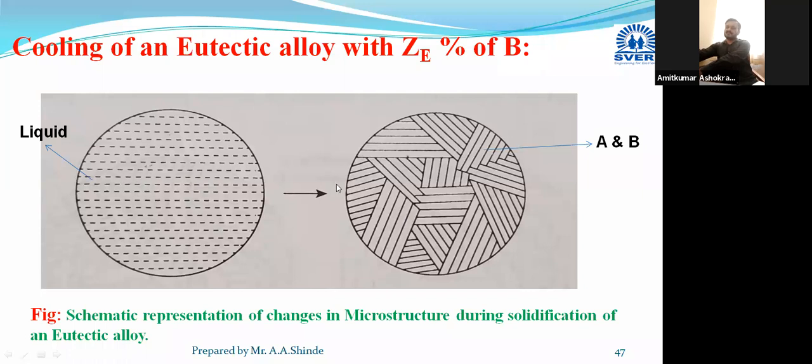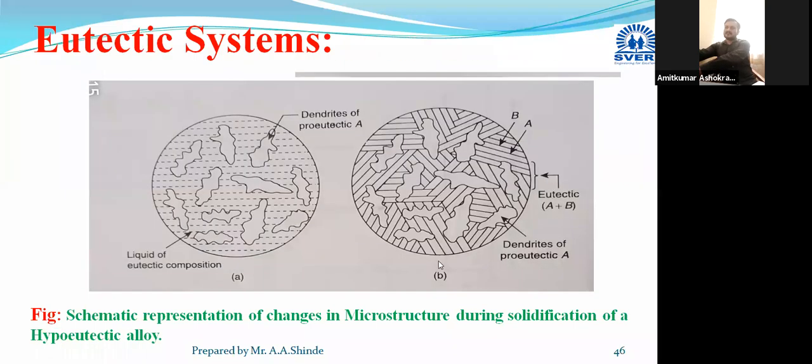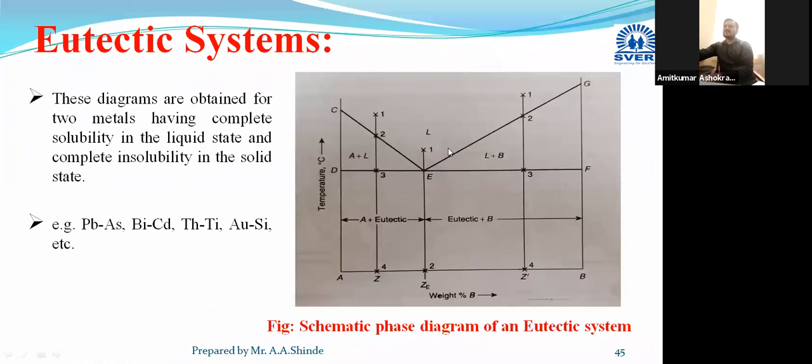Liquid gets transformed and gives a mixture of two different solids. The two different solids will be easily observable. Somewhere one will have horizontal orientation, one will have inclined orientation, like this, with different orientations. Just to make sure, you can write it here directly: eutectic, or A plus B. So this is the cooling of a eutectic alloy.